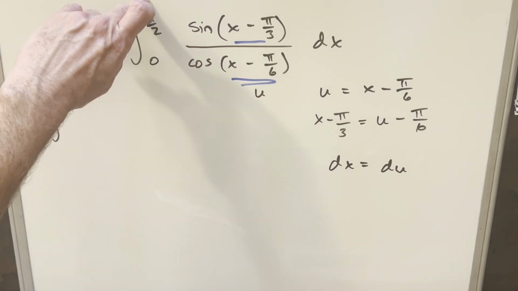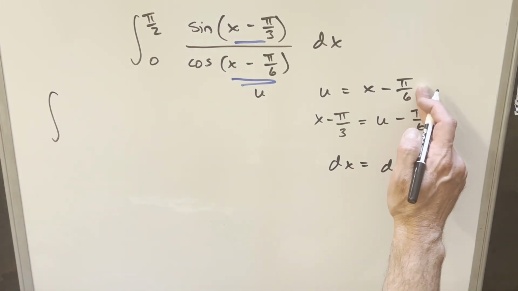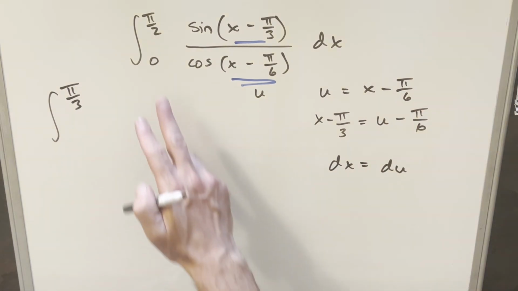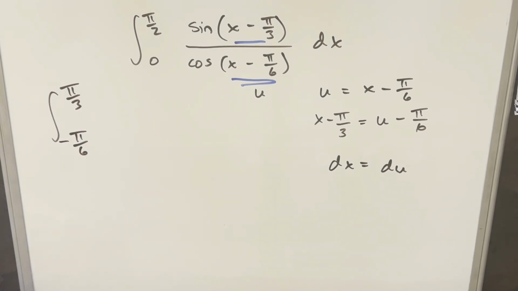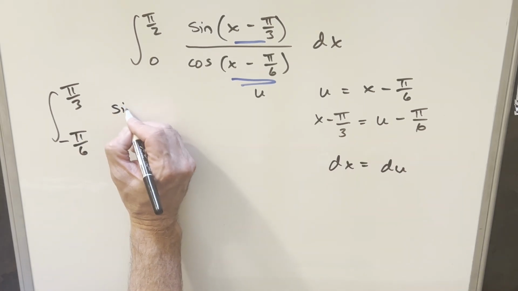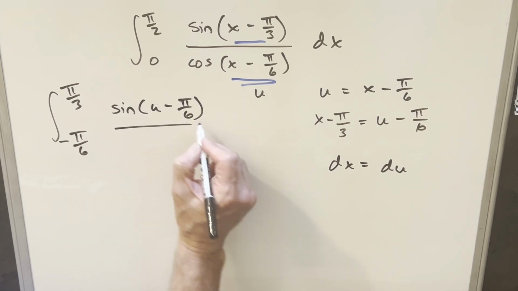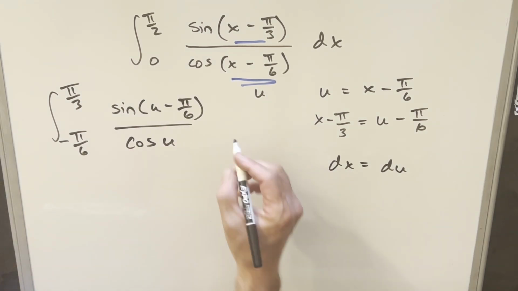First updating the bounds, pi over 2. We can look at that as 3 pi over 6 minus pi over 6. That's just going to end up being pi over 3 here. And then plug a 0 in here and we're just going to have minus pi over 6 for the lower bound. Then using this value for the numerator, we're going to have sine of (u minus pi over 6). The denominator just turns into cosine of u, and dx is just du.